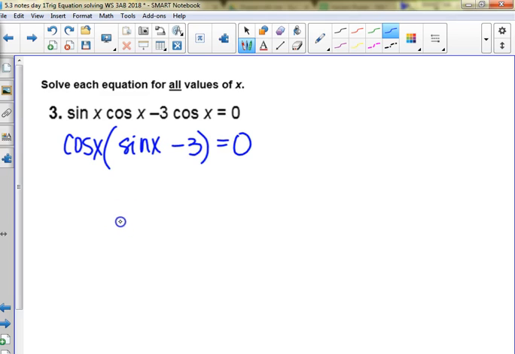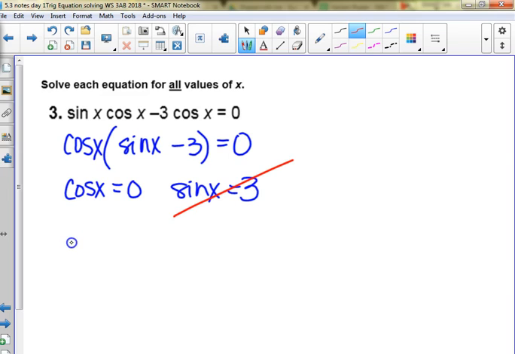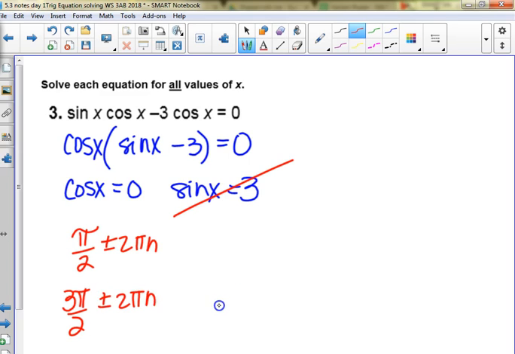Okay. So we will get the cosine equals 0, or the sine equals 3, which is never true. Okay, cosine is 0. Pi over 2 and 3 pi over 2, plus or minus 2 pi n. That's a fine solution. There's about 5 more ways you could write that, probably.